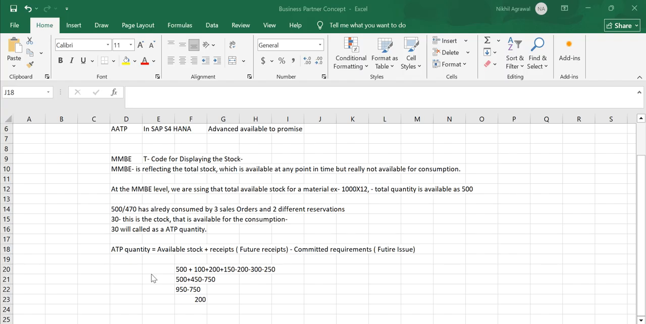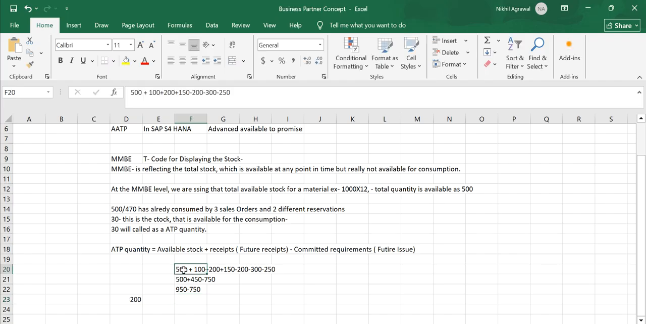Okay, we have seen the derivation here. Please pay attention to this derivation. Then I'll give you a bit more understanding on the concept of ATP quantity, and the further derivations, and which documents we can use for deriving the ATP quantity. We determined here the ATP quantity as 200, guys. How did we derive this 200?